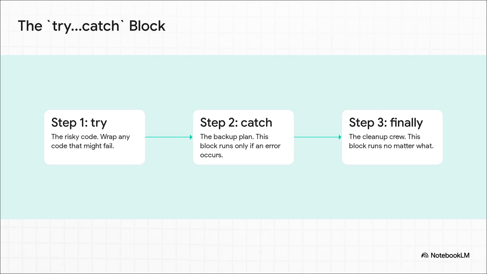You wrap any code that might fail inside the try block. Think of this part as the high-wire act. If an error happens, the program doesn't just crash and burn. Instead, it jumps immediately to the catch block, which is your safety net. And the finally block? That's the cleanup crew. It runs no matter what, whether the act succeeded or failed, to make sure everything is tight.